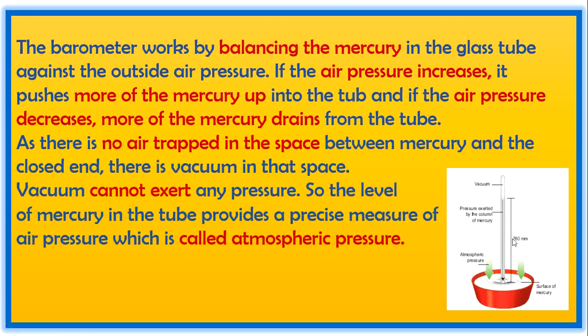It balances the mercury in this glass tube against the outside air pressure, that is, against the atmospheric pressure. If the air pressure increases, what happens in the glass tube? If the air pressure increases, it pushes more of the mercury up into the tube. If the air pressure decreases, more of the mercury drains from the tube.